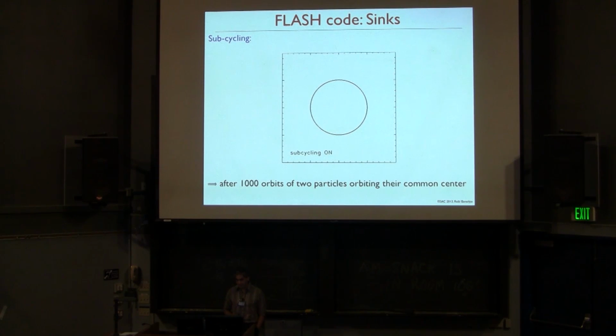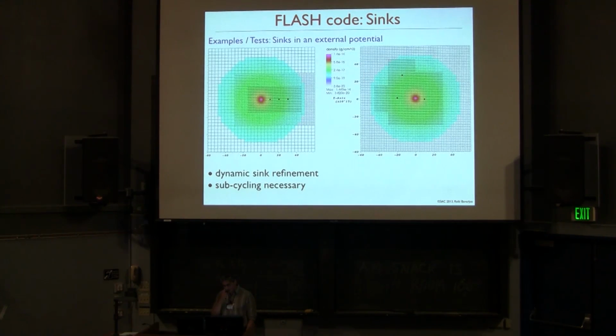There's a different setup. Essentially, two particles being here or here, orbiting a common center, and this is the result. After, I could even show a movie, it would look exactly the same, just a circle. After 1,000 orbits, they are still on a circular orbit, which is good. So there's another example, of course.